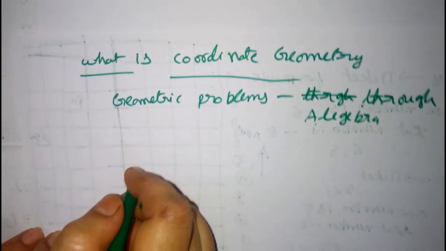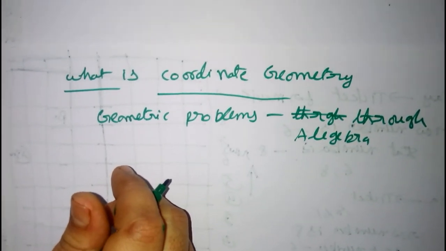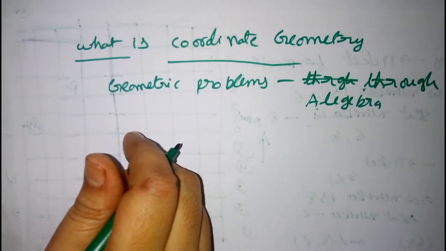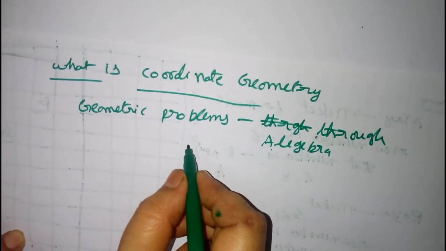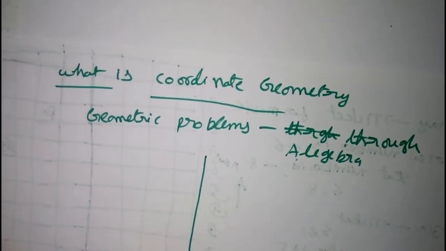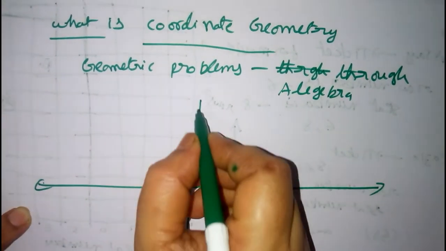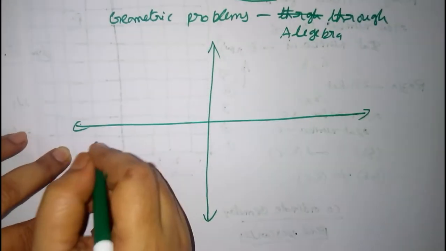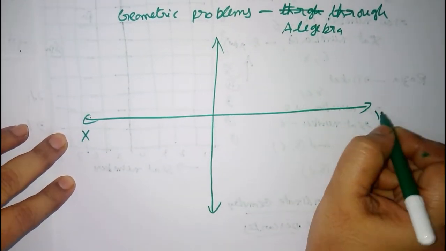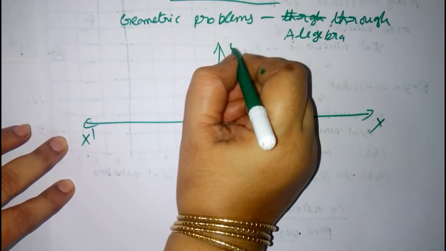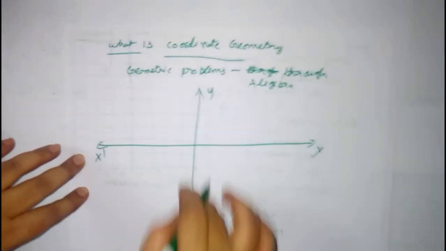Now, to locate the position of an object in a plane, we require two perpendicular lines. One of them is a horizontal line and the other is a vertical line. The horizontal line we represent with x dash, and the vertical line we represent with y dash. These are the two real number lines.